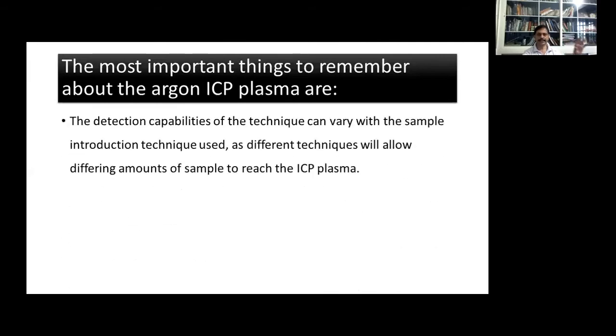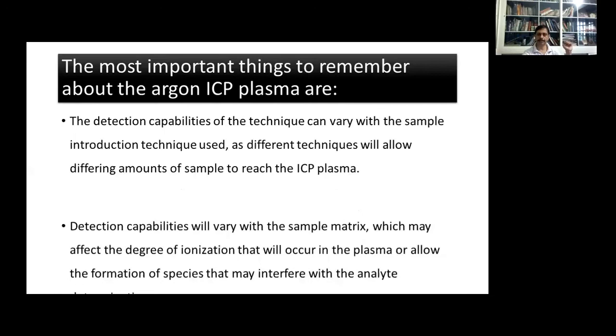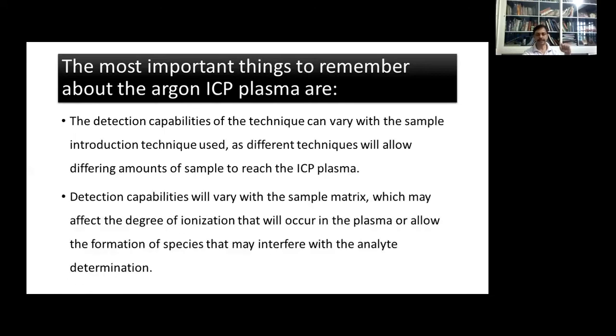The detection capabilities of the technique can vary with the sample introduction technique that is used, because different techniques will allow different amounts of the sample to reach the ICP plasma. Detection capabilities will vary with the sample matrix also, which may affect the degree of ionization that will occur in the plasma or allow the formation of a species that may interfere with the analyte determination.